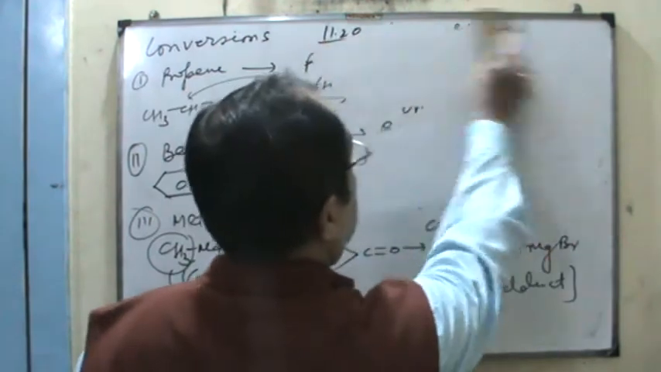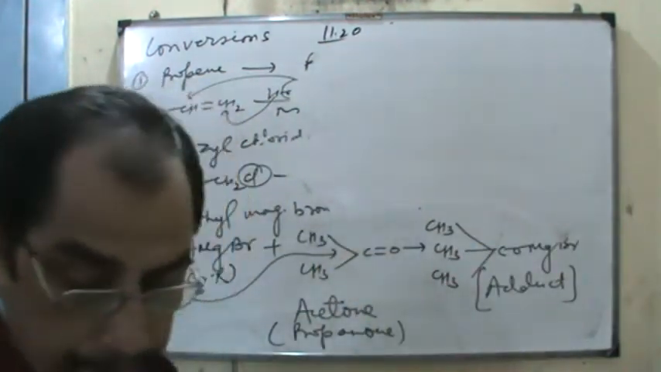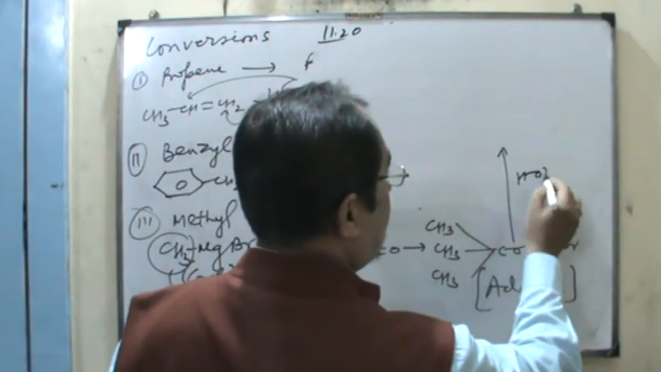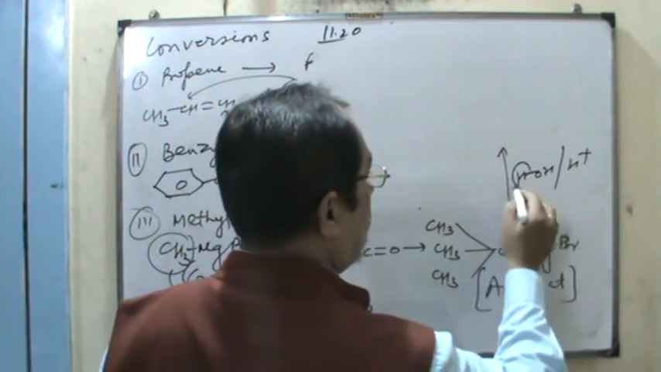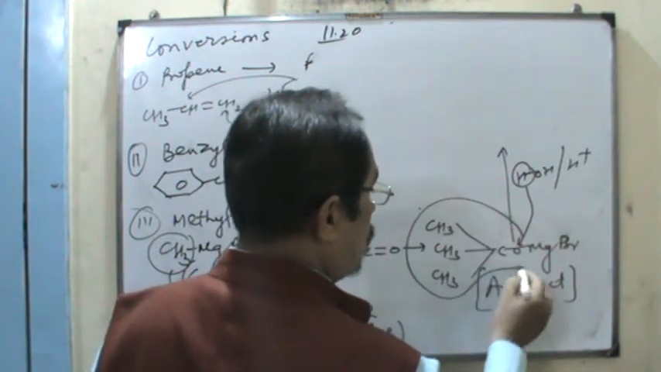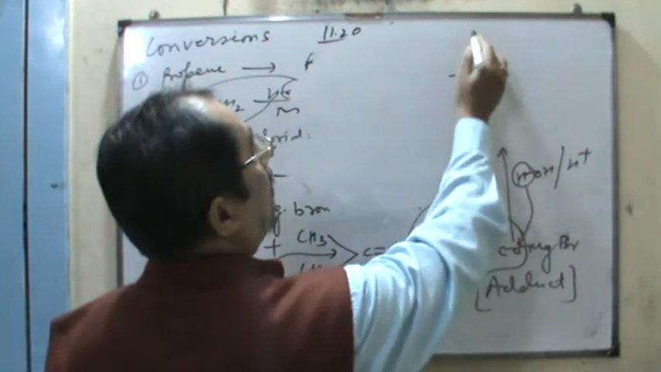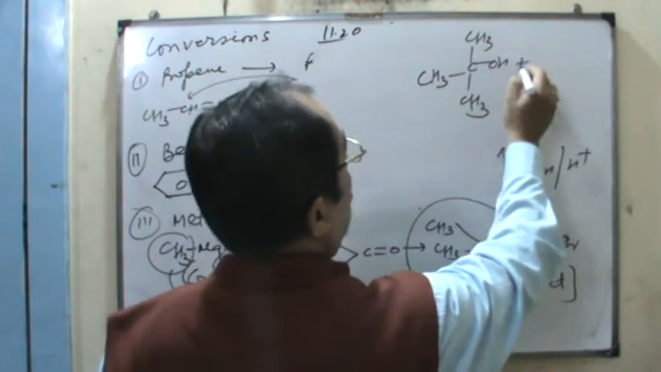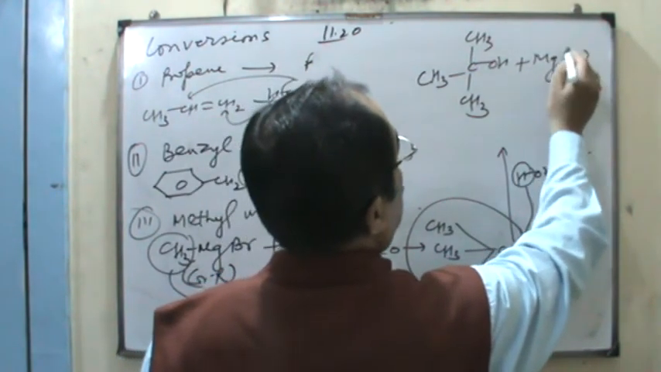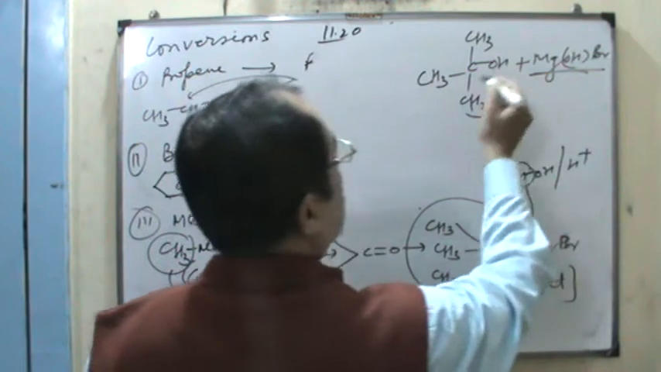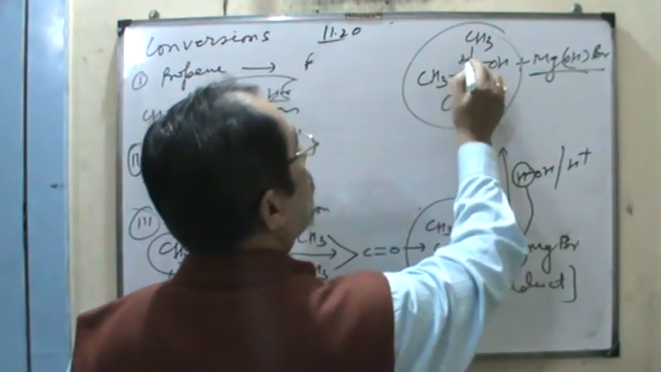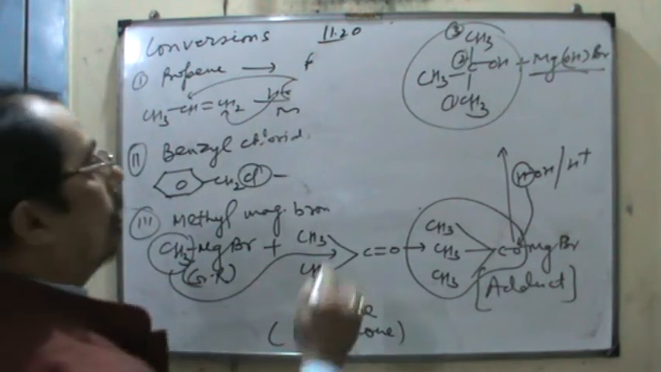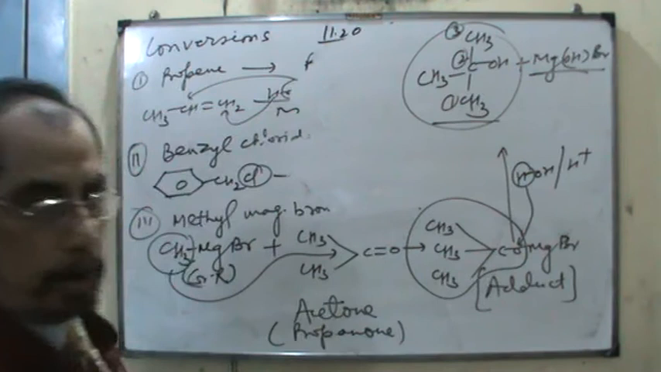So whenever it undergoes hydrolysis, water is added in acidic medium to the MgBr compound. This H will be here, and this part is to be taken out. What part is obtained? CH3, CH3, CH3OH plus Mg(OH)Br. This is the side product, but the main product is called 2-methyl propan-2-ol.